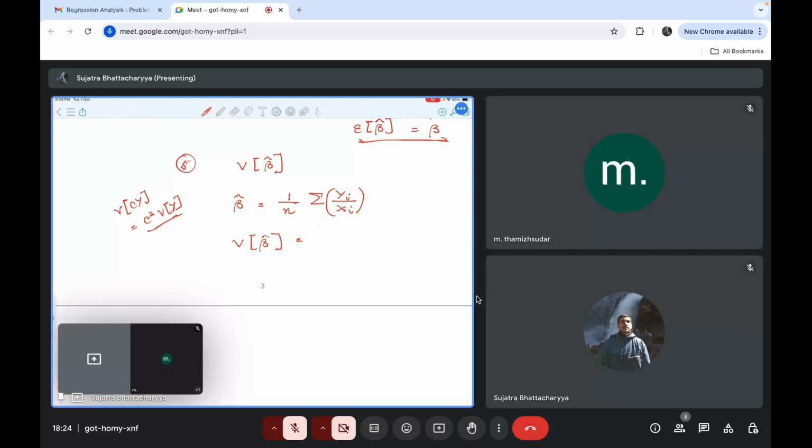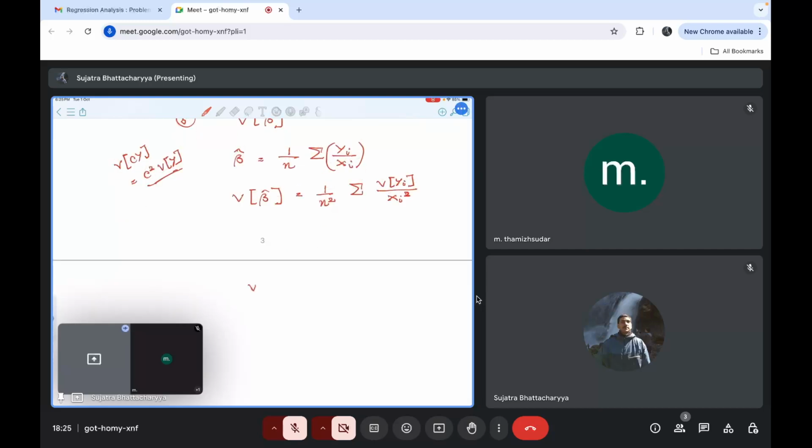Okay. So this 1 by n is a constant. So can I write this as 1 by n squared summation? Yes. So it will be variance of yi, no doubt. But this xi will also be a constant here because this xi is an independent variable. It is not a dependent variable. It is not a random variable. So this will also be squared. Just remember this. Therefore, variance of beta hat will be 1 by n squared.